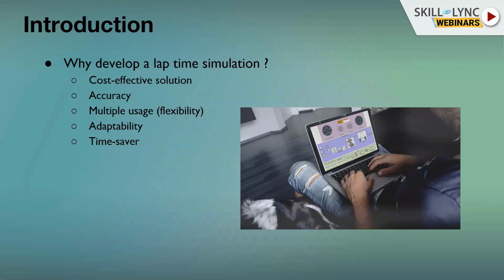Moreover, nowadays Laptime simulations are more and more accurate, especially if you're looking at the Formula One teams, and can predict lap times almost to the millisecond. And it's also a good solution for drivers to test and validate new components on the car.